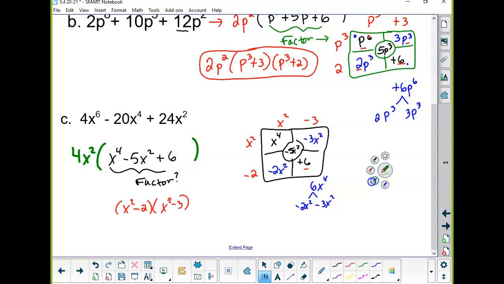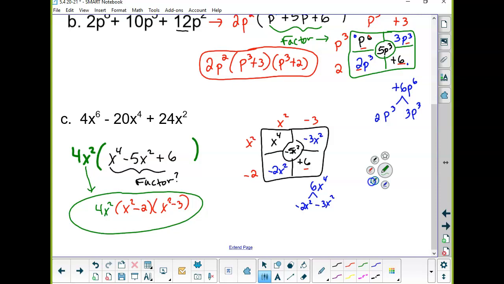So my final answer, and usually what happens is kids will do this. And like, there we go, that's my final answer. Why is that not right? We took out that 4x squared, right? That 4x squared is still part of the problem. It didn't disappear. So it's still part of the answer.